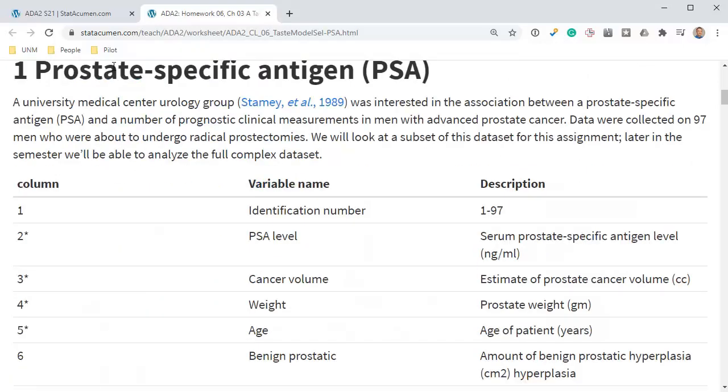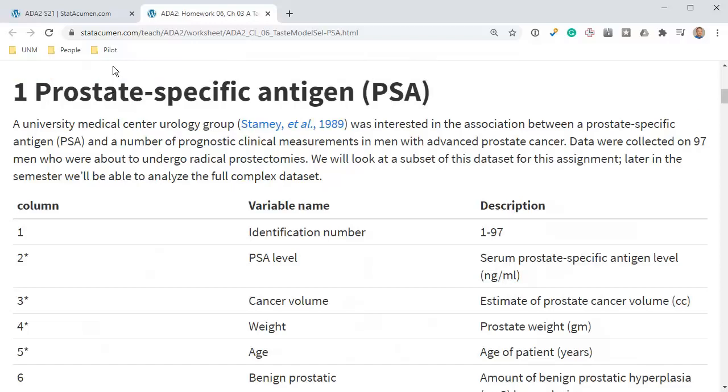So PSA, the prostate-specific antigen, is a measure that has long been used for assessing whether an aging male has prostate cancer. And a University Medical Center urology group wanted to know what the association was between PSA and a few other measurements in men with advanced prostate cancer. We've got a data set of 97 men who are about to undergo a radical prostatectomy.